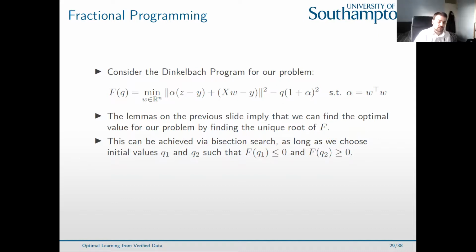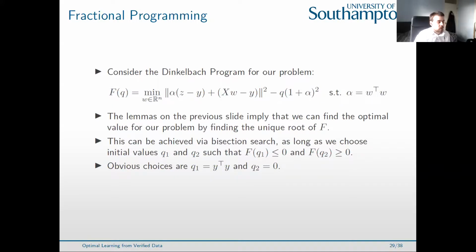But the question is how do we pick this Q1 and Q2 such that they're positive and negative? Well, this is actually very easy. For Q1, we can simply pick YTY. We know we must be able to achieve this loss because we can just pick the weight vector 0, predict everything as 0, and we achieve this kind of maximum loss, YTY. And we also know that our error is lower bounded by 0, so this is the best we can do.